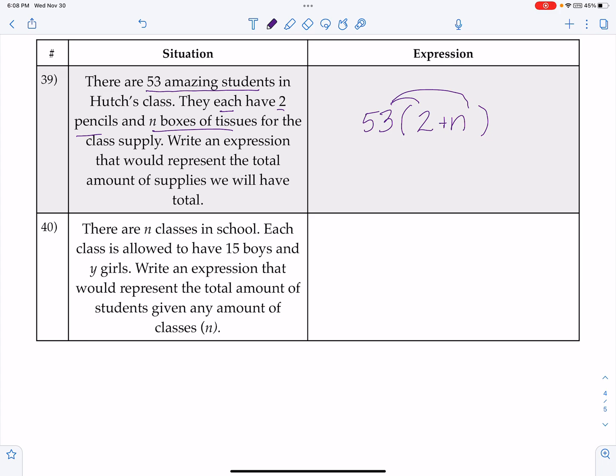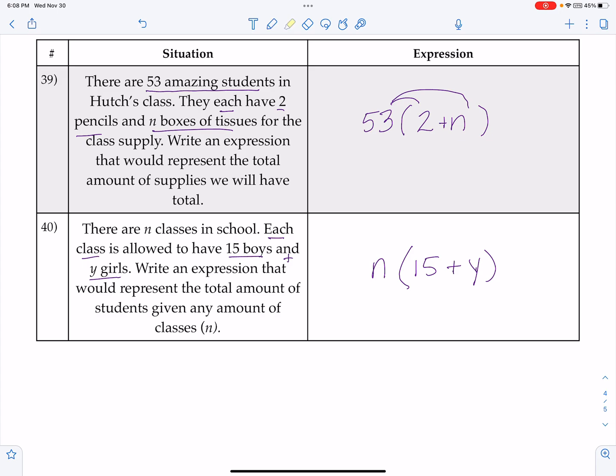There are n classes in school. Oh, okay. Variable. Each class is allowed, so here's my information about each single class, is allowed to have 15 boys and y girls. So I have 15 boys plus y girls. And how many times is that being repeated, meaning how many classes are there? It's a variable, which is n. Okay, and so there we go.